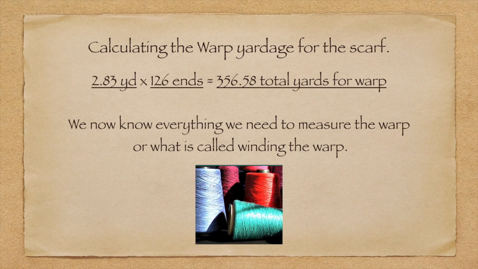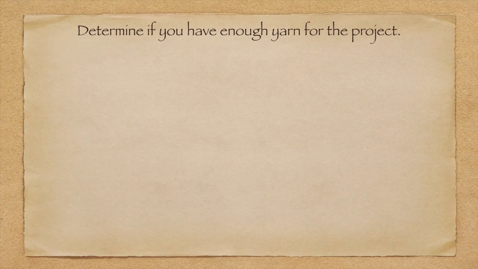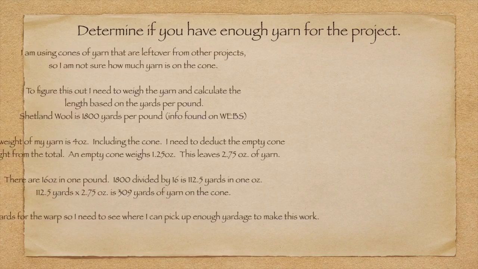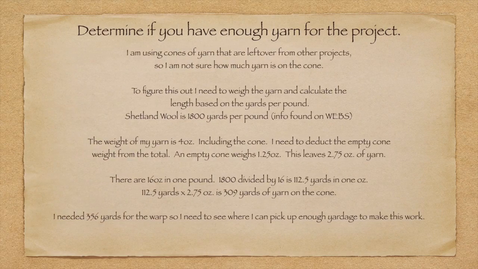356.5 yards for the warp yarn. The next thing we'll need to do is to determine if we have enough yarn for the project. I'm using cones of yarn that are left over from other projects, so I'm not sure exactly how much yarn is on the cone. To figure this out, I need to weigh the yarn and calculate the length based on the yards per pound. Shetland wool is 1,800 yards per pound.